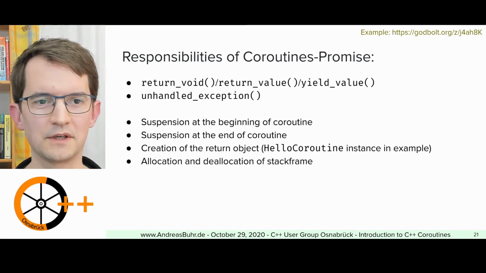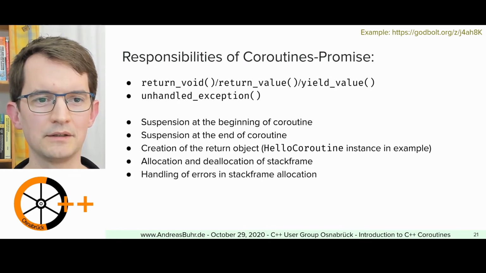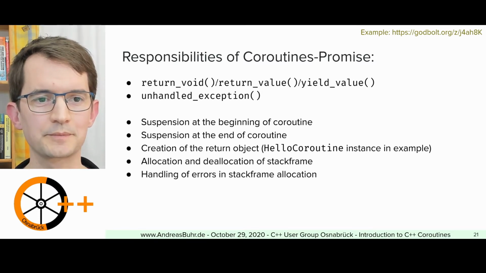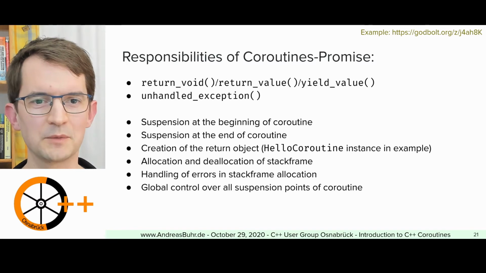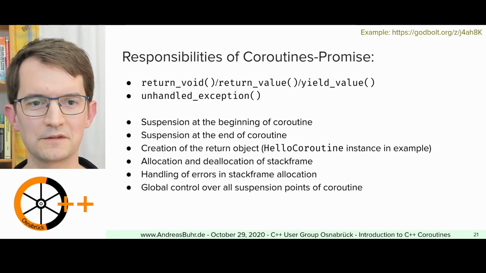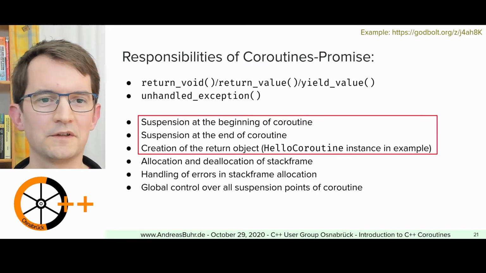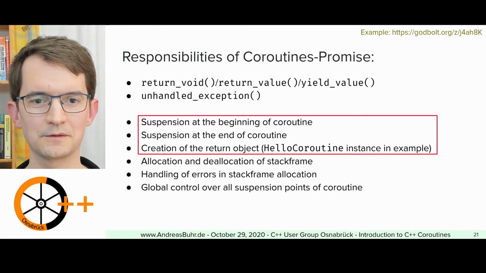And then there are advanced topics. The coroutine promise object can take control over allocation and deallocation of the stack frame. It can take control over handling of errors in stack frame allocation. And finally, the promise object can even take global control over all suspension points of a coroutine. The last three are advanced topics I would not like to discuss today, but the first three you always have in some coroutine promise. Let's talk about the suspension at the beginning and at the end first.